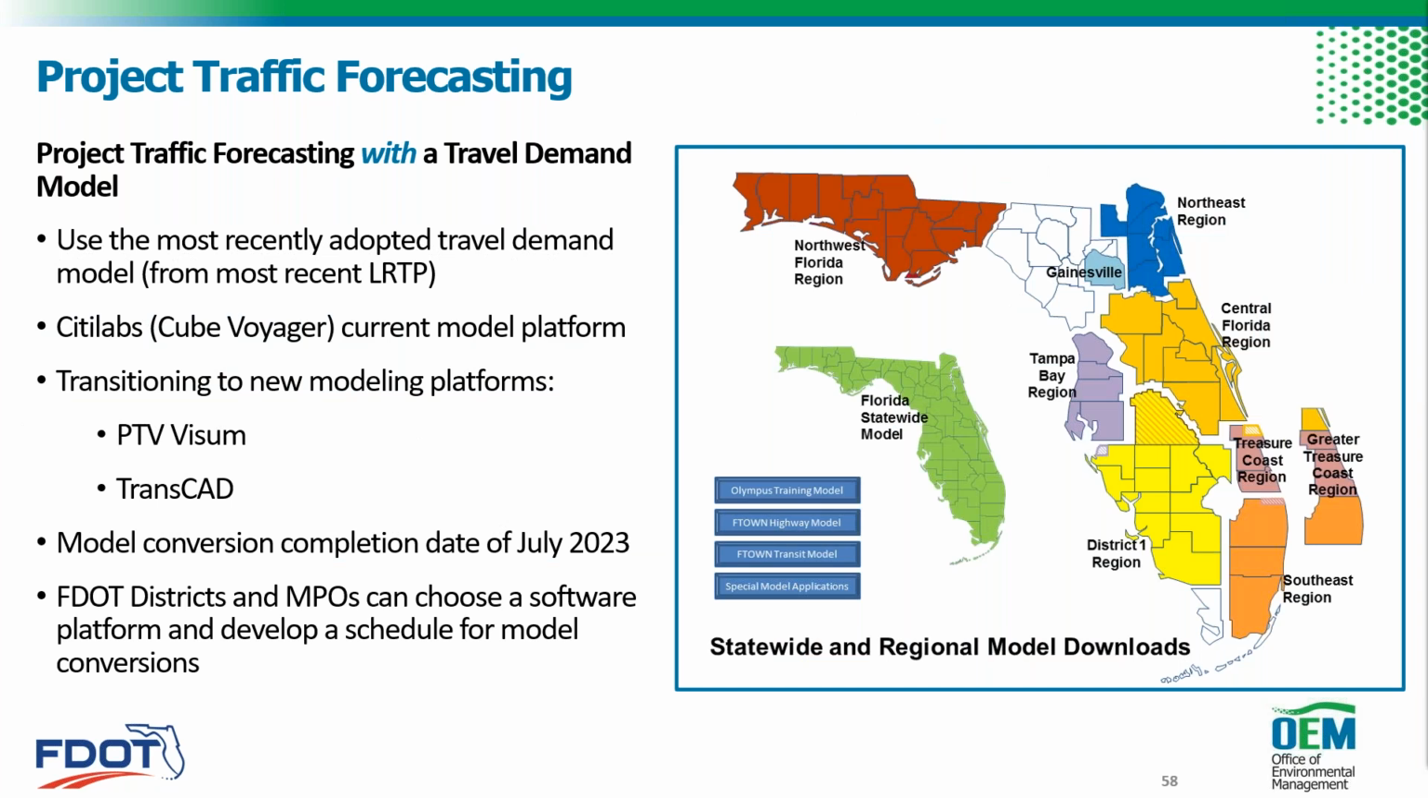So if you're forecasting with a travel demand model, you'll want to use the most recently adopted travel demand model for that area. It's from the most recent long-range transportation plan. The image to the right shows you the different models in Florida, including the statewide model. Currently, the models use Cube Voyager, but that will be changing as we transition to either PTV Vision or TransCAD. And this conversion is expected to be completed next summer. And each district and MPO is deciding which software to use and the schedule for that conversion.